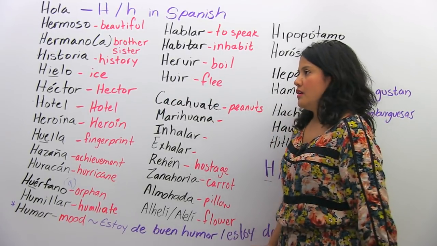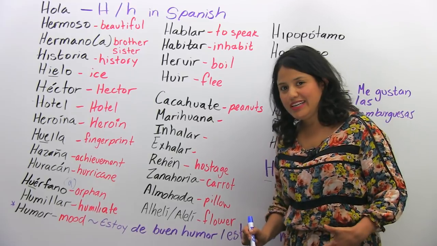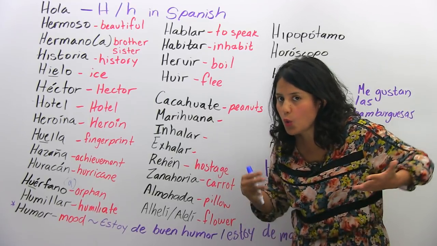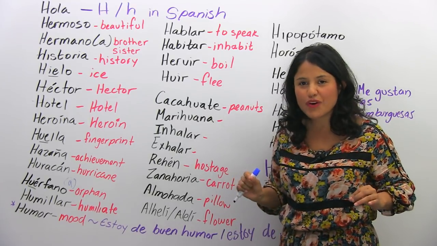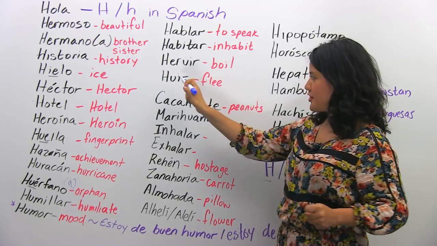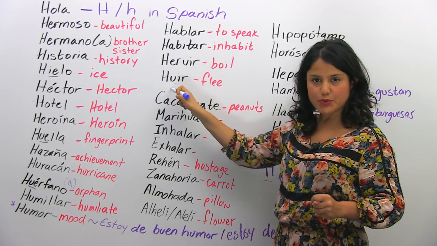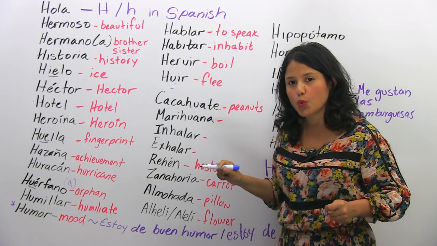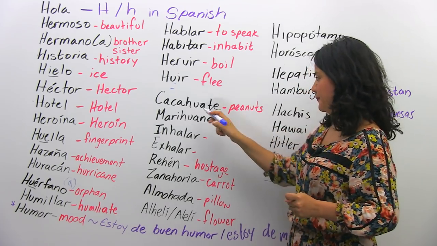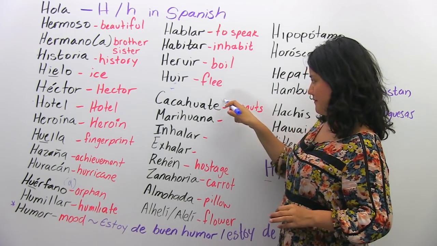Huir, to flee. Huir. How do I say it? Huir. Huir. Very good. Just remember the difference between these two vowels. Huir. Very good.